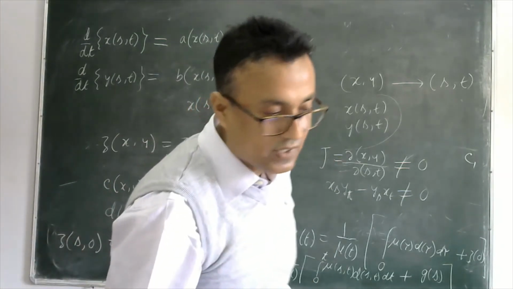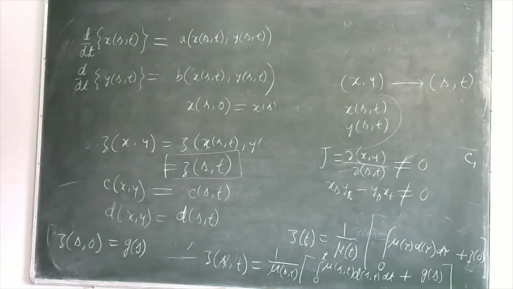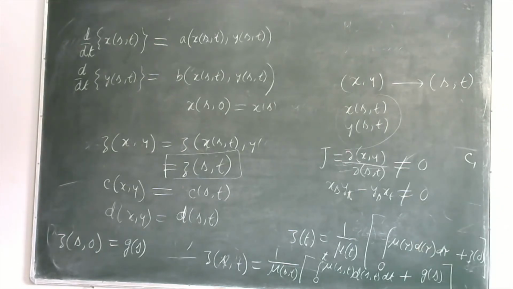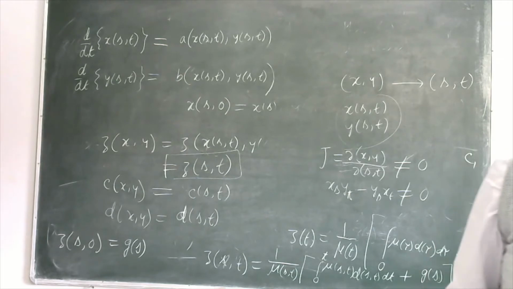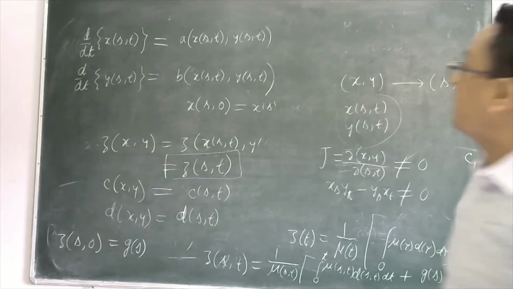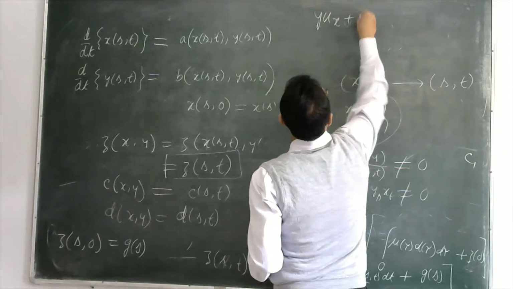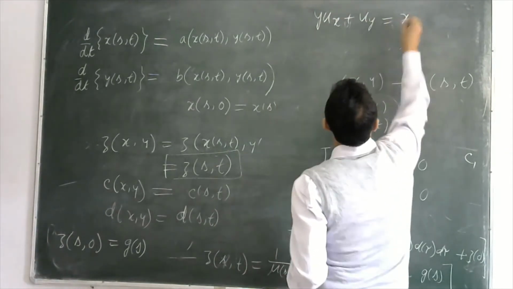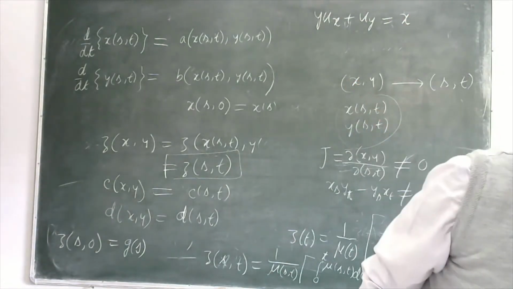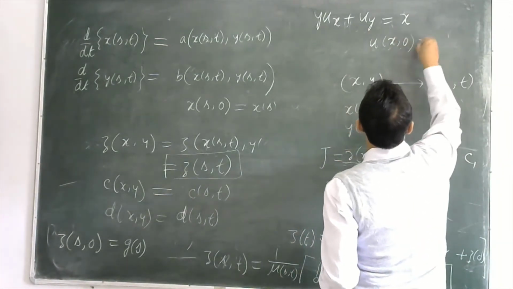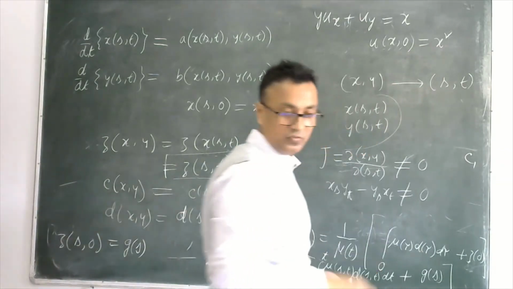So let us try to work out one example, and I'm taking it from your Tau book: u_x plus u_y equal to x, and u(x,0) equal to x squared. Okay, fine.